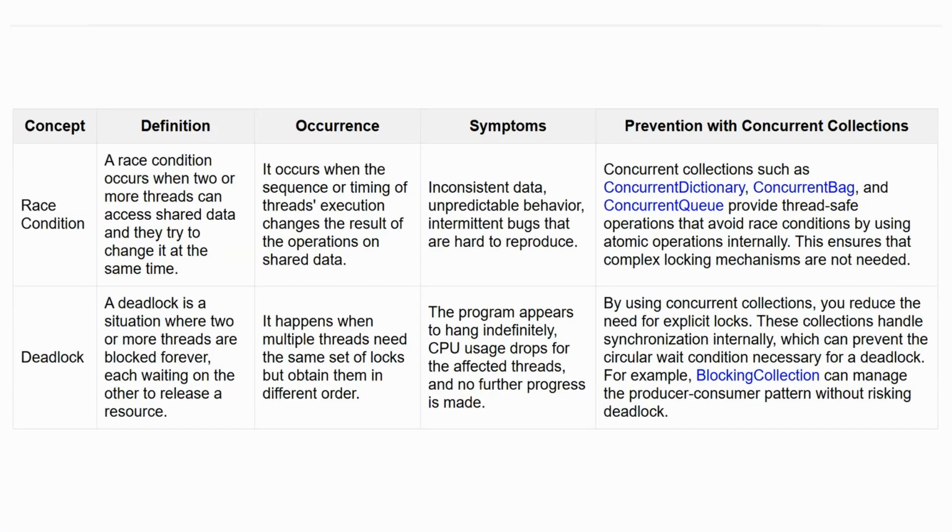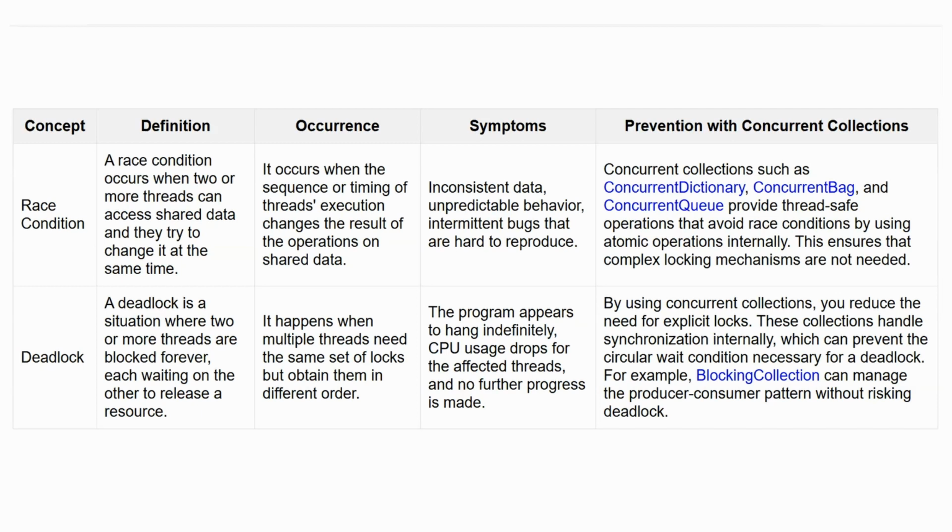And now let's take a look at the concepts of race condition and deadlock. As always, you can pause the screen and read the definition, occurrence, symptoms, and how to prevent them. But the main thing you need to understand is that these are two separate, distinct issues in concurrent programming, and they are not linked to each other, and the one does not cause the other.